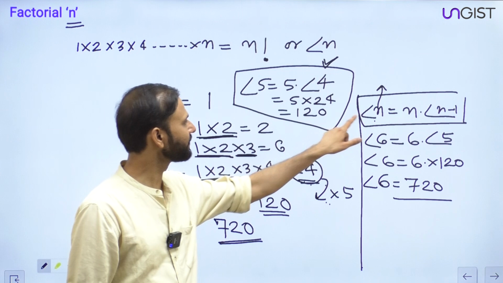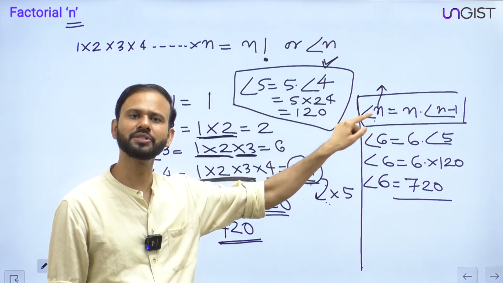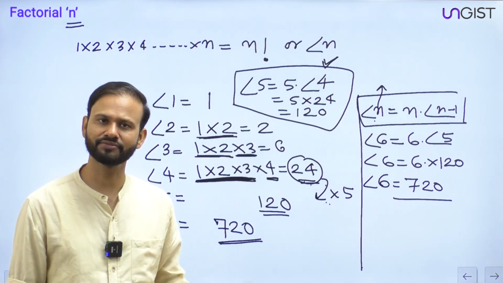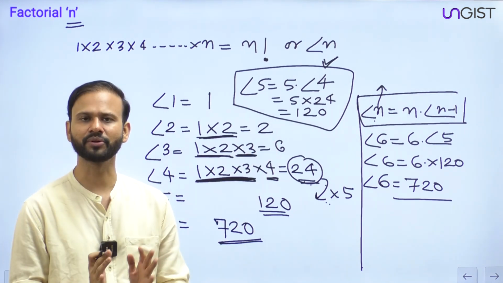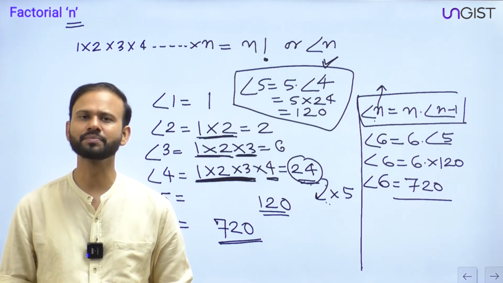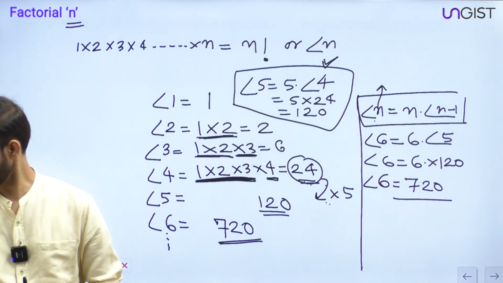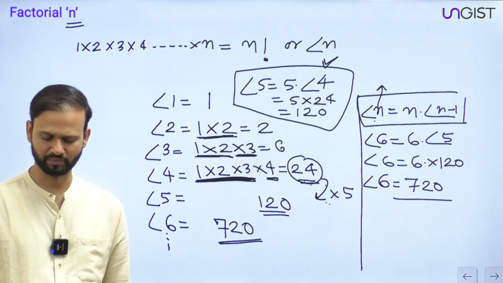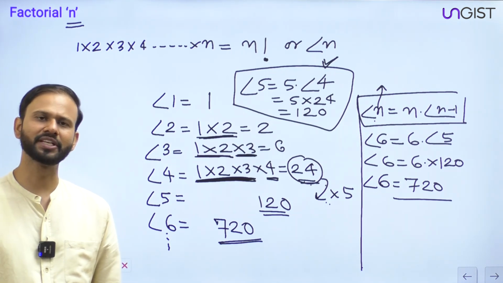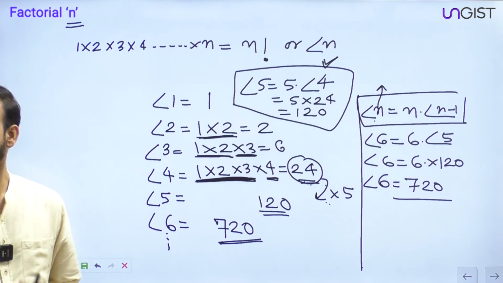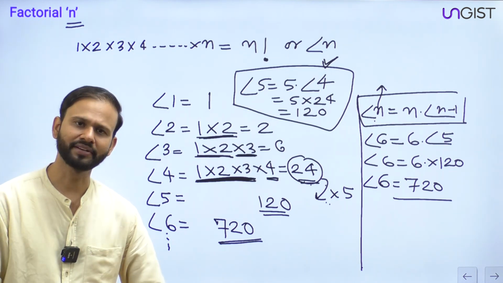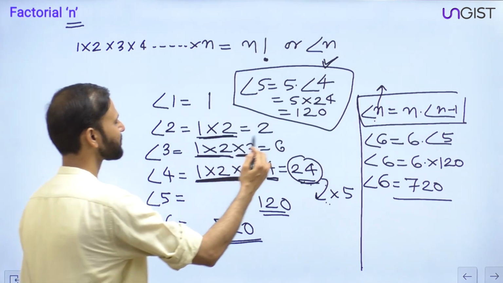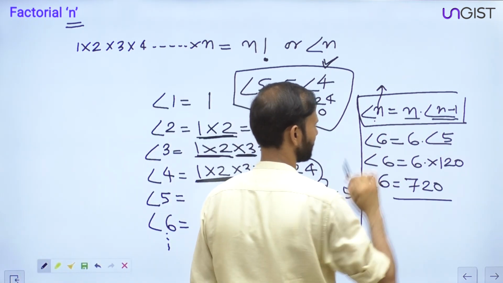Clear? So what I can write is factorial n is equal to n into n minus 1 factorial. Guys, if you are clear with this, please say yes. Yes, everyone, it is fine now. So factorial n is equal to n into n minus 1 factorial.